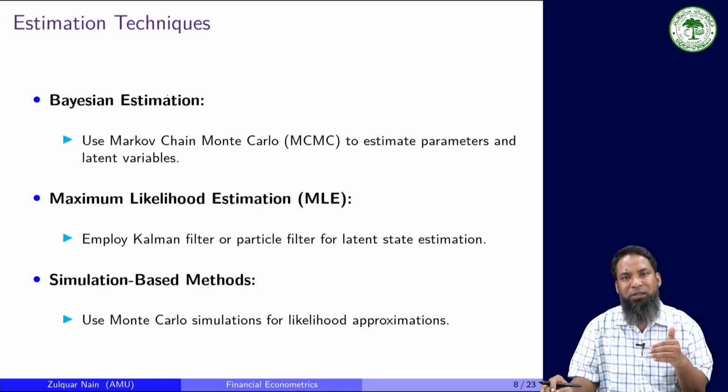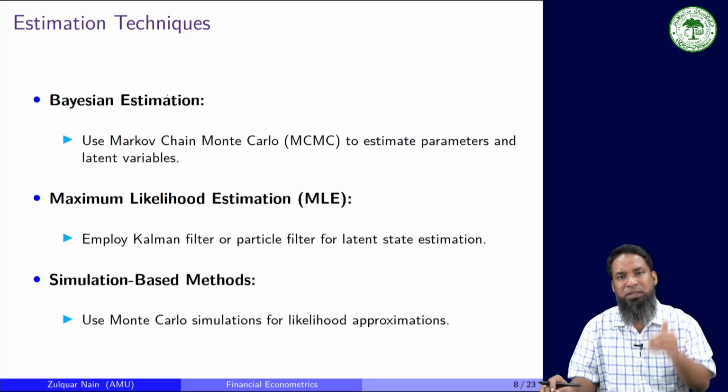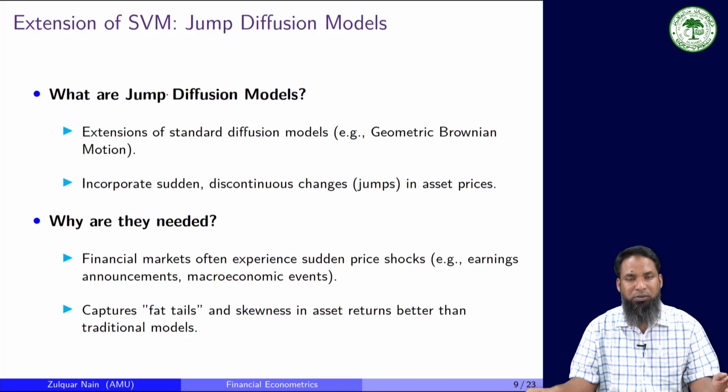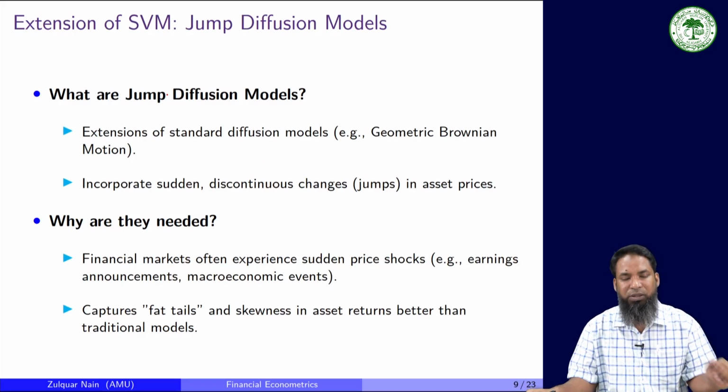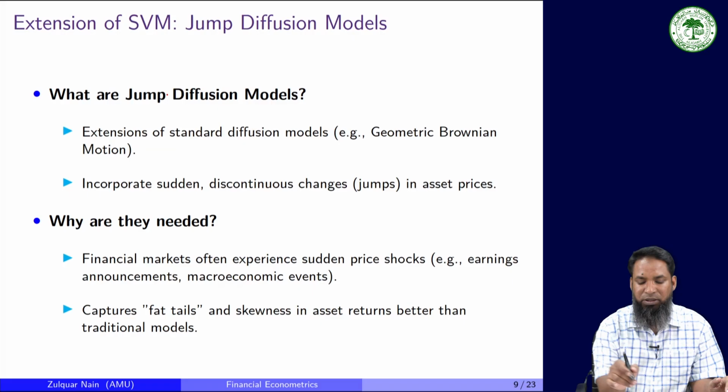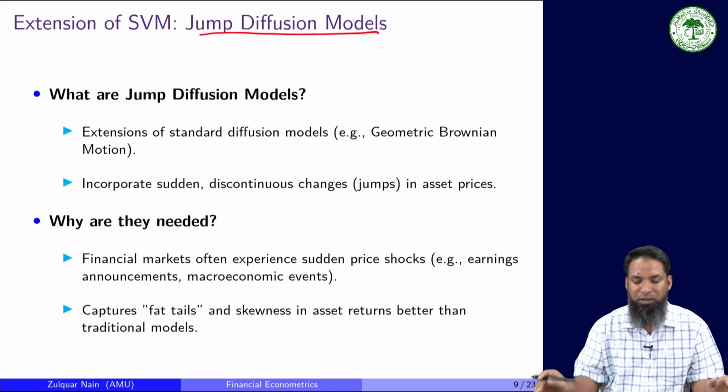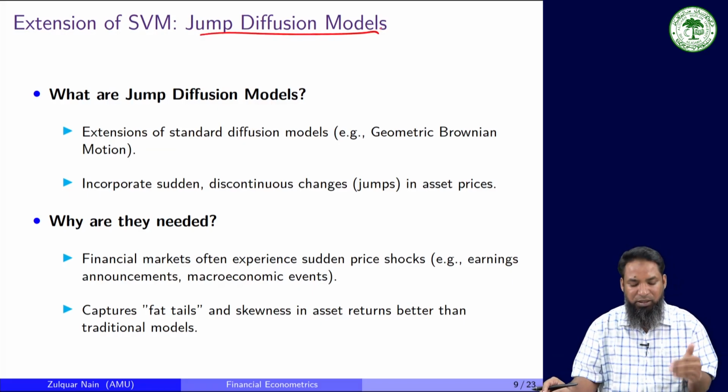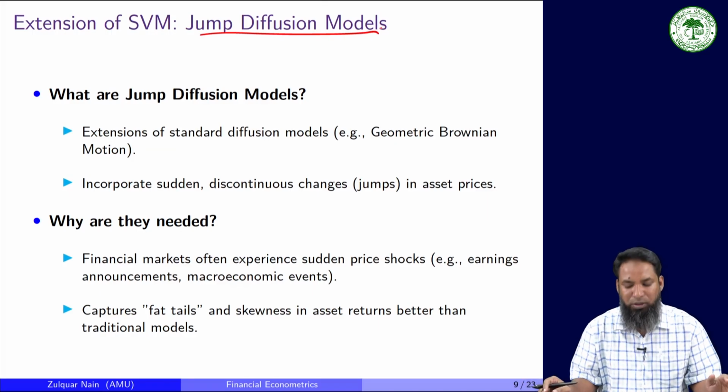However, there are certain aspects which are not captured, or which we are not able to model using the stochastic volatility model. So different extensions have been developed over the years to incorporate different aspects of the financial market. One extension of the stochastic volatility model is the jump diffusion model. Before that, let us see what a diffusion model is.